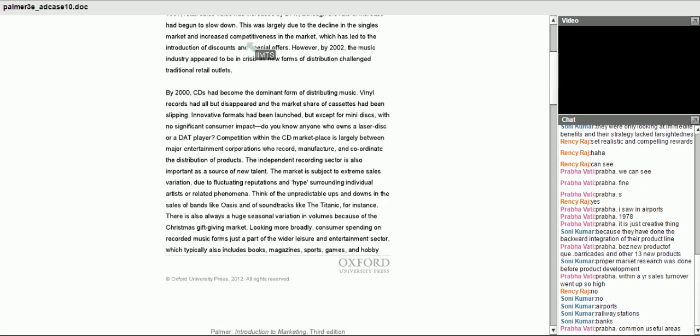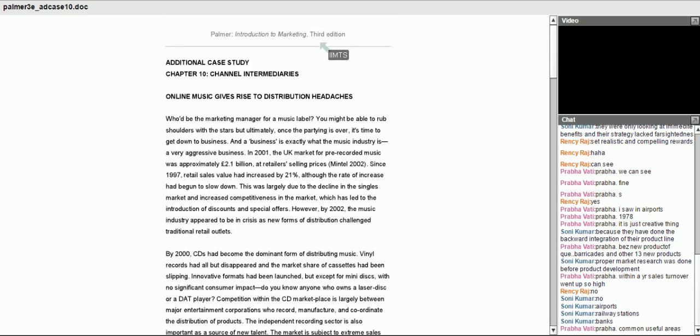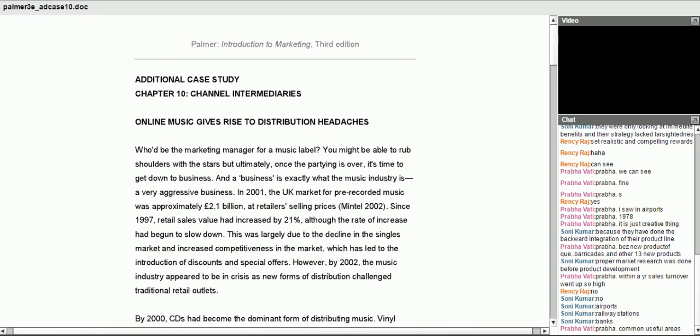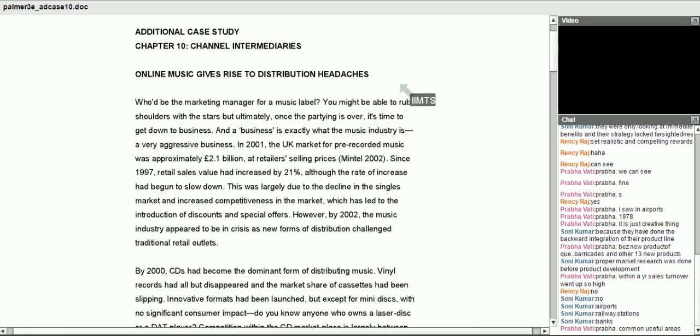Now, this is another case study, the last one. It is about channel intermediaries. Online music gives rise to distribution headaches. Okay, it's about choosing the right channel for the product distribution.